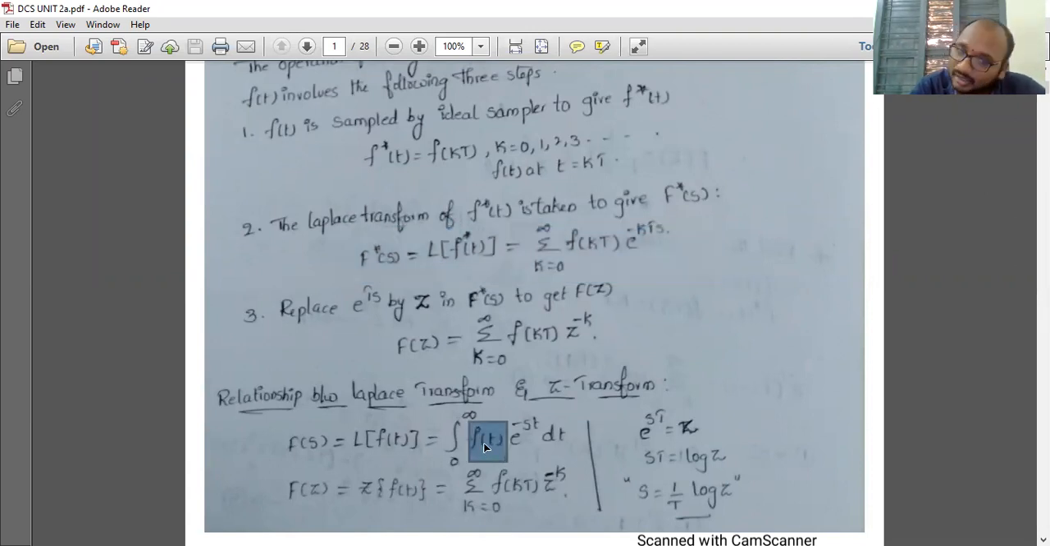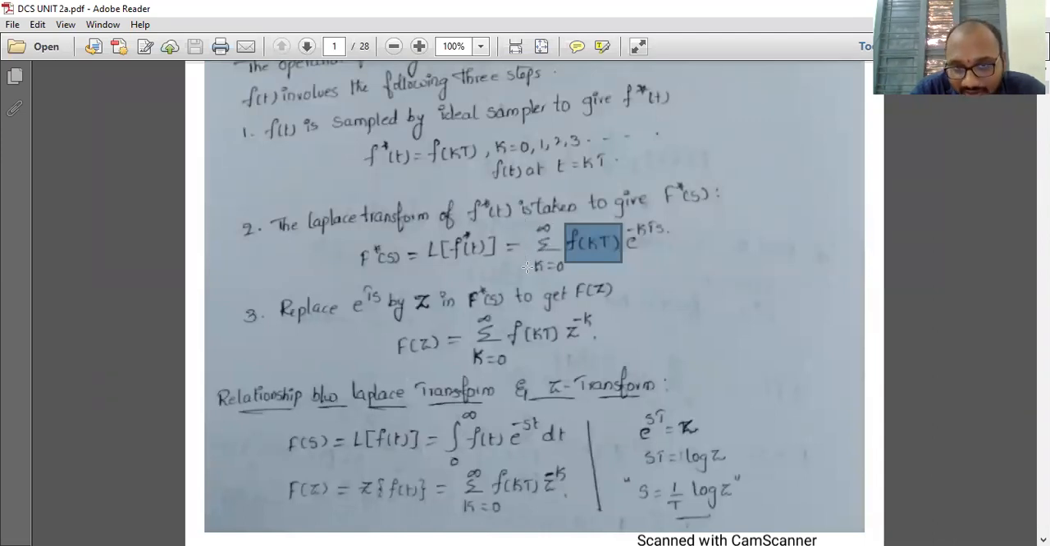F of t is a continuous signal. That's why we represent it with the integration symbol, integration of 0 to infinity. But here the function is f of kt. F of kt is not a continuous time varying signal. It is a discrete signal. Only the magnitudes are available. Only the signal data is available at a particular instance of t, 1t, 2t, 3t, and so on, kt. That's why we represent it with the notation of sigma.